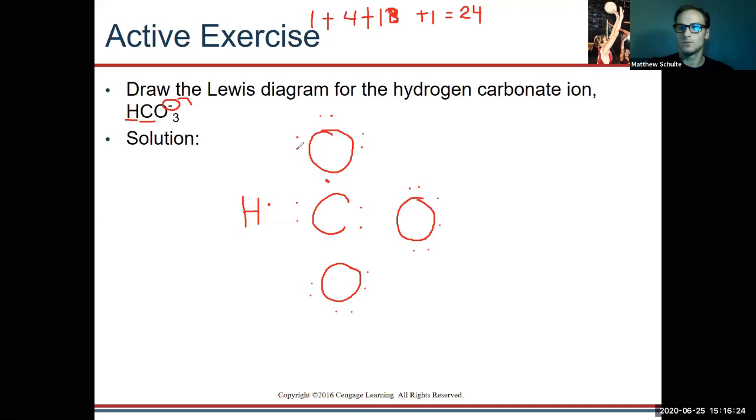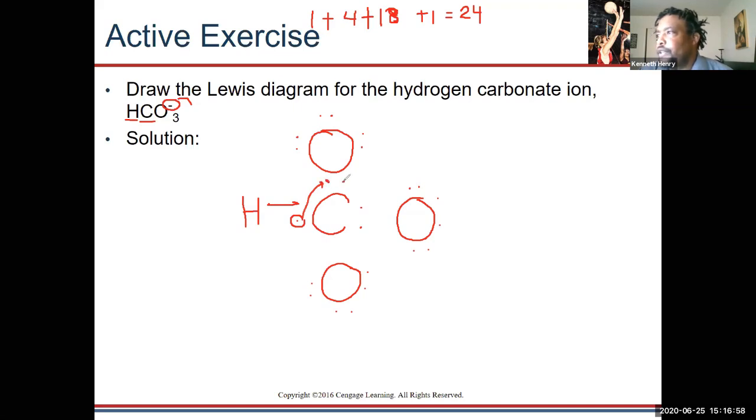Okay, so how's it looking so far? It's looking a little crazy. Let's see if we can make it look a little bit better by moving a couple of things around, right? So we know that in one case, this guy is going to make a bond with this one. So we have this electron. We're going to kick this electron over here. Okay, so then we'll have 2 electrons here.